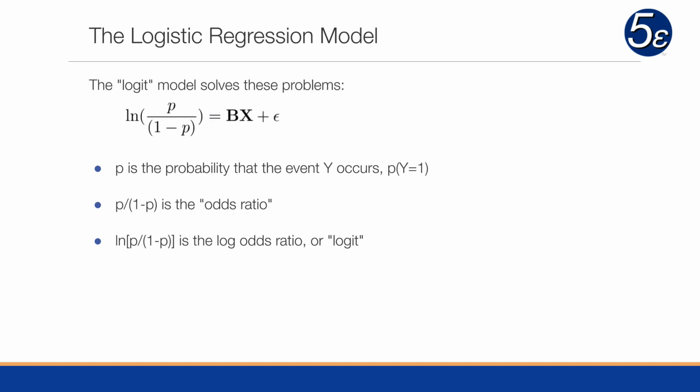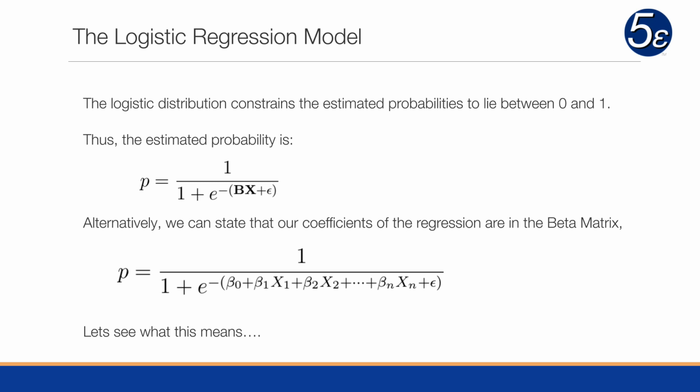So p represents the probability that the event y occurs, the probability that y equals 1. P over 1 minus p, therefore, is the odds ratio. And more specifically, log of p over 1 minus p is the log odds ratio, or the logit. The logistic distribution therefore constrains the estimated probabilities to lie between 0 and 1.